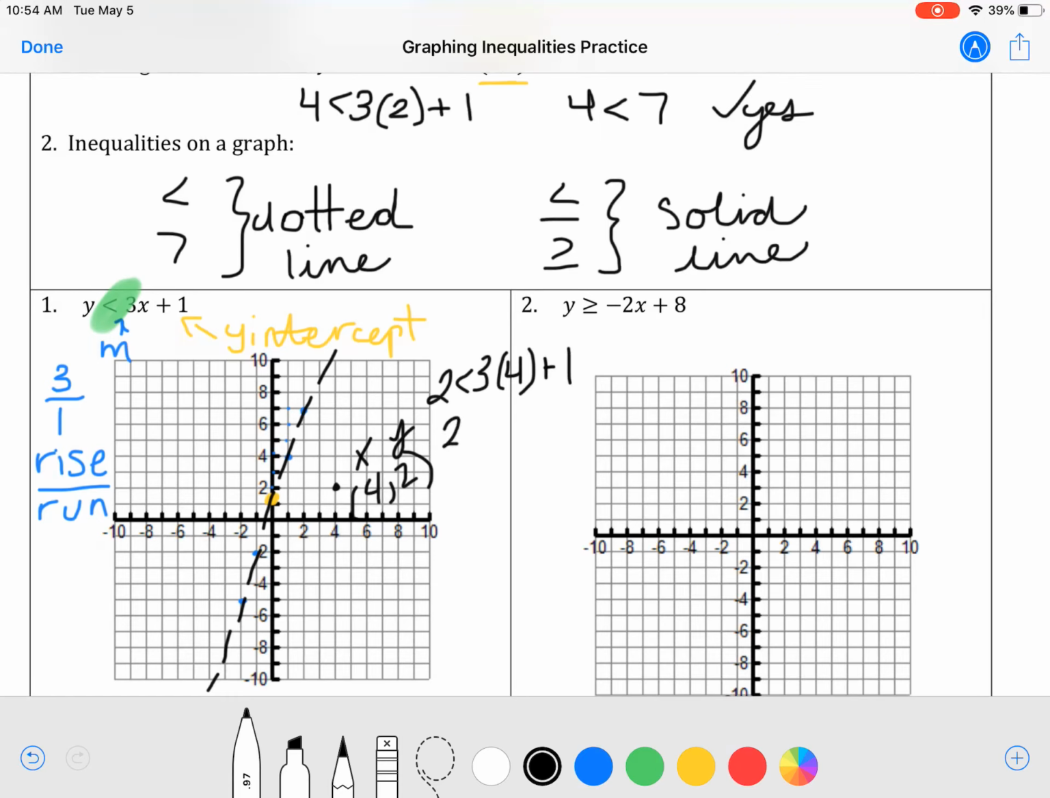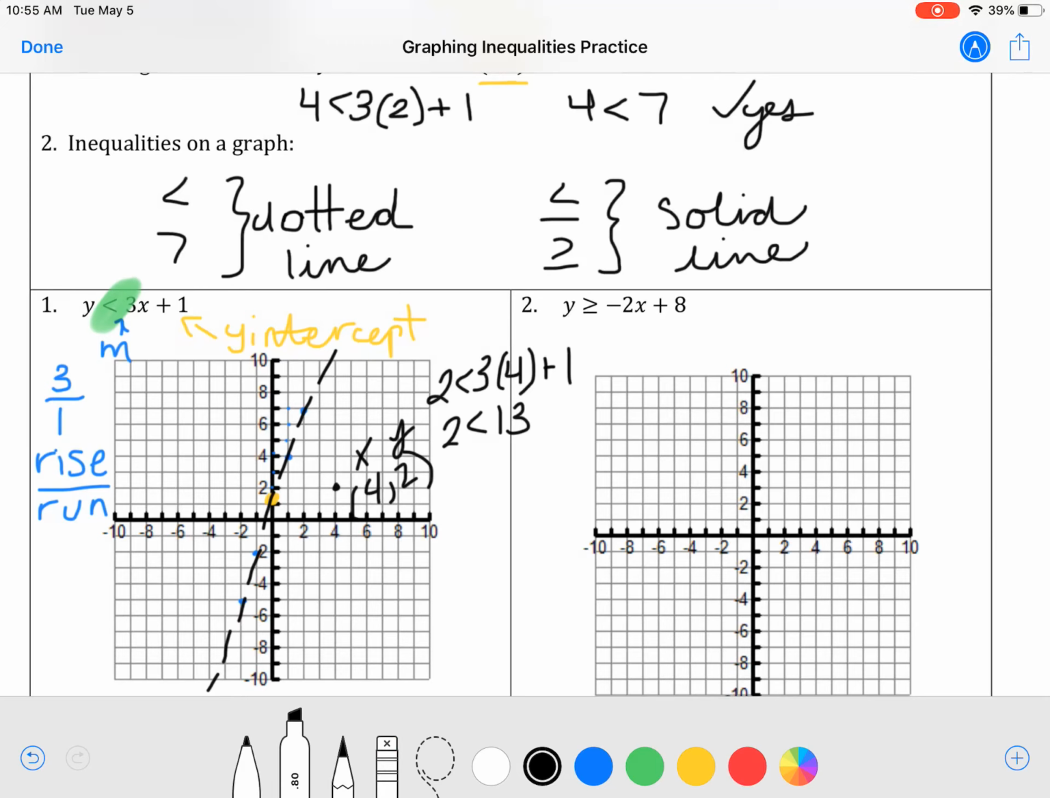Okay, I'm going to go ahead and solve that right side. 3 times 4 is 12, plus 1 is 13. Oh, and I realize that, in fact, 2 is less than 13. And so I'm right. So if I'm right, that's where my final step comes. And you might remember this from your previous math classes.